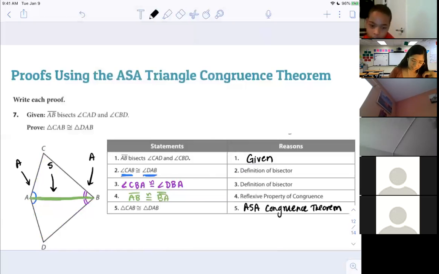So Tyrone was right, yes. Angle, side, angle. Do y'all think you could do one more? It's gonna be the last one.